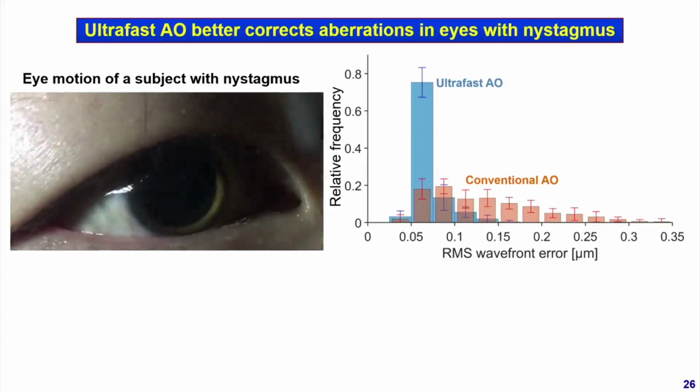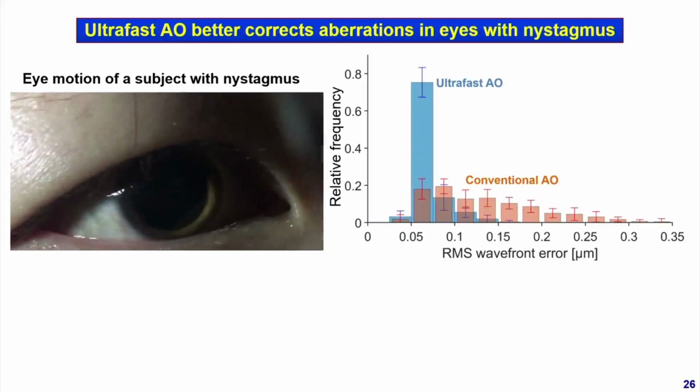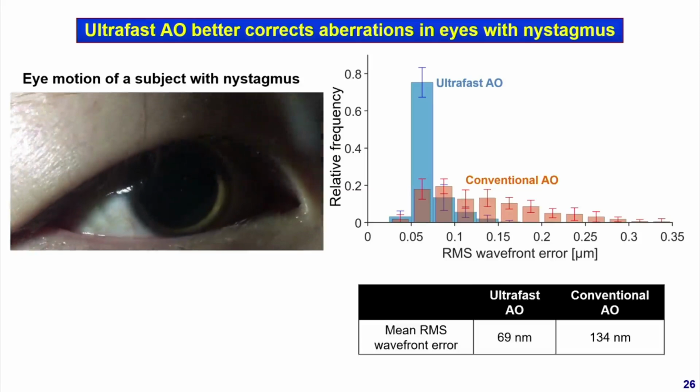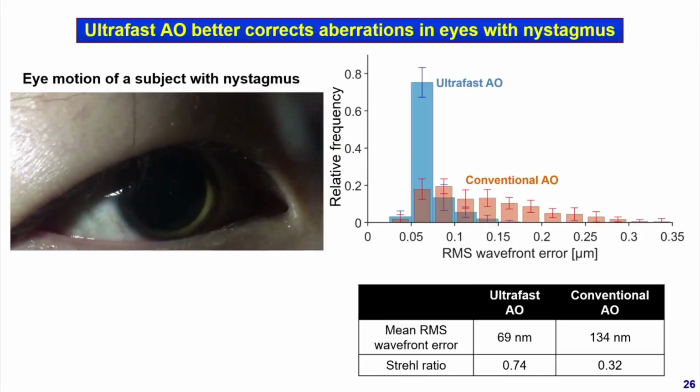We performed the AO imaging, and this figure shows the histogram of the wavefront error. Compared with conventional AO, ultrafast AO achieves a lower wavefront error with a mean about half of that of conventional AO, and a Strehl ratio more than 2 times larger than conventional AO.